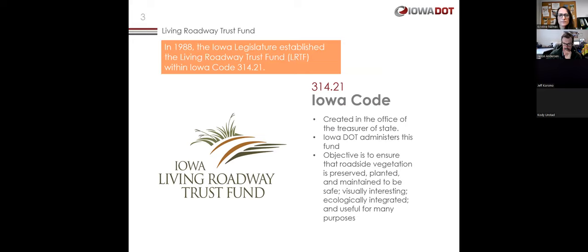So Iowa is unique in having the Living Roadway Trust Fund, which is also called LRTF. In 1988, the Iowa legislature established LRTF within Iowa Code 314.21. The Living Roadway Trust Fund was created in the Office of the Treasurer of State. The Iowa Department of Transportation administers this fund, and the objective is to ensure that roadside vegetation is preserved, planted, and maintained to be safe, visually interesting, ecologically integrated, and useful for many purposes, is some of the language out of that code.